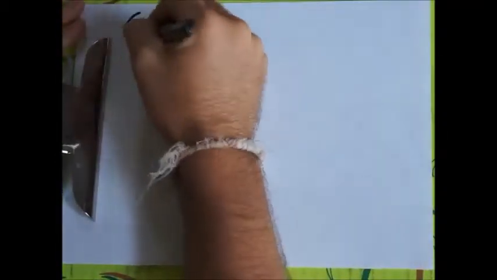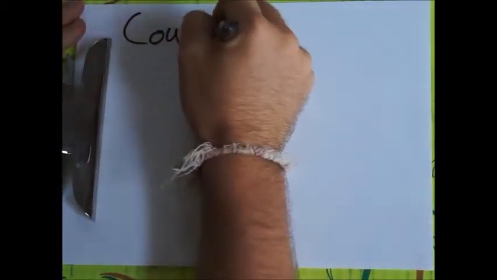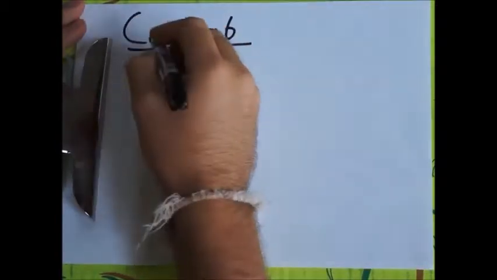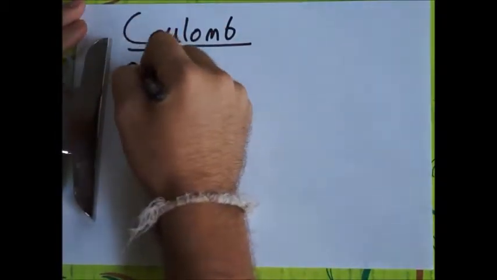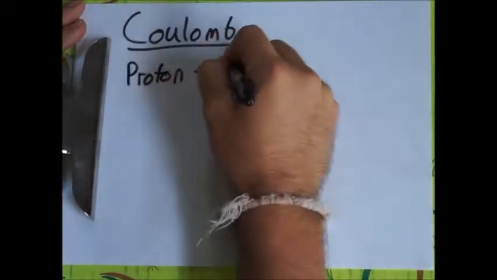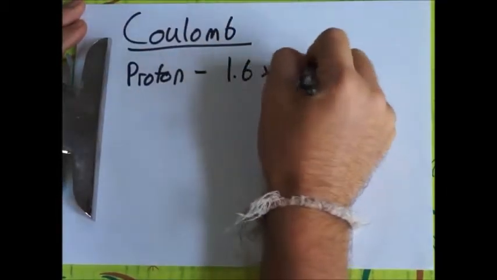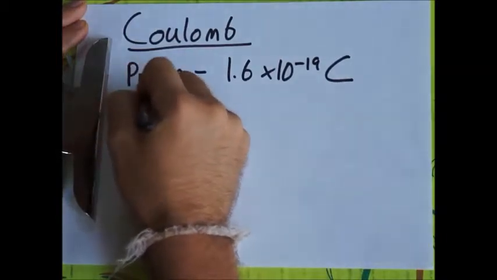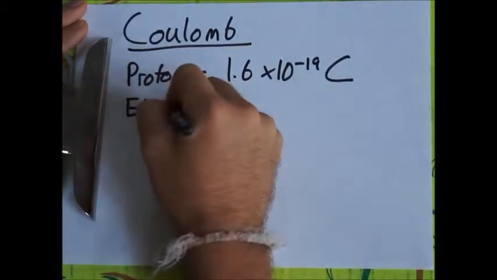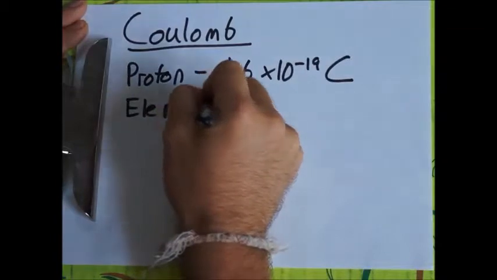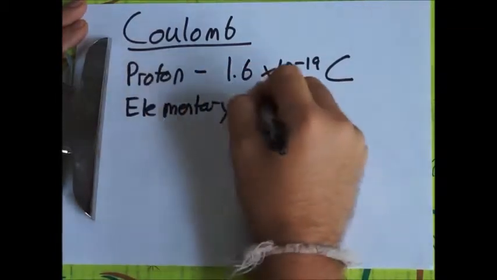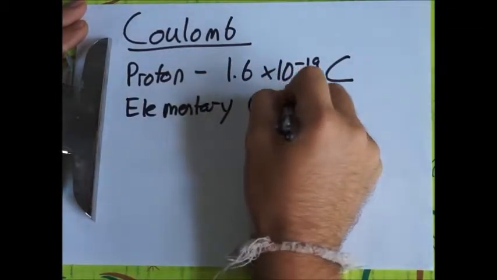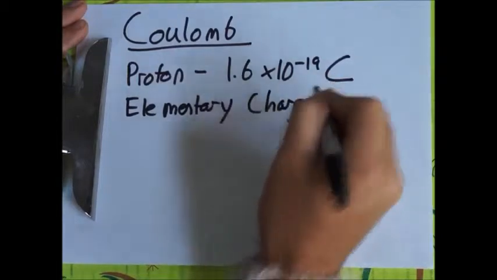Okay, so before we go any farther, let's talk about how we quantify charge. The basic unit for charge is the Coulomb. Charge is a quantized phenomenon, meaning that it comes in discrete units. The charge on a proton, 1.6 times 10 to the negative 19th coulombs, is the smallest unit of charge that we know of. This unit of charge is known as the elementary charge.